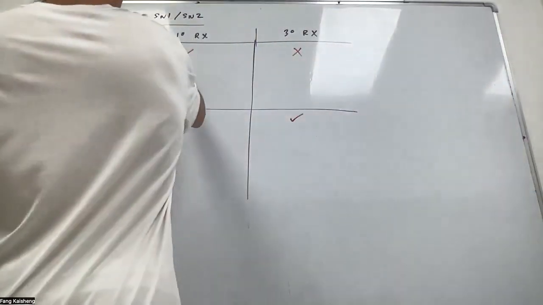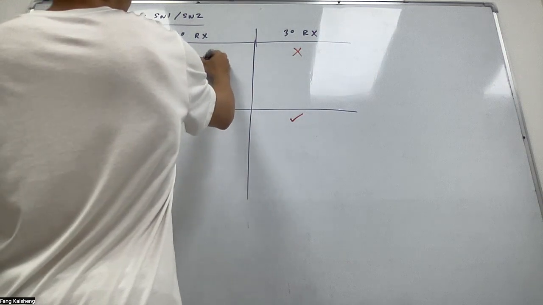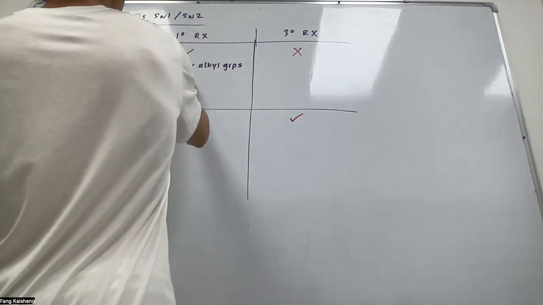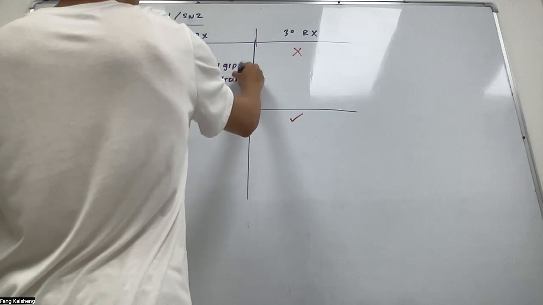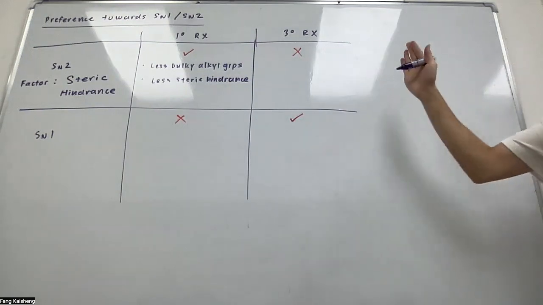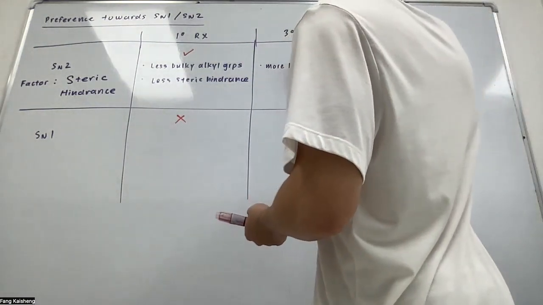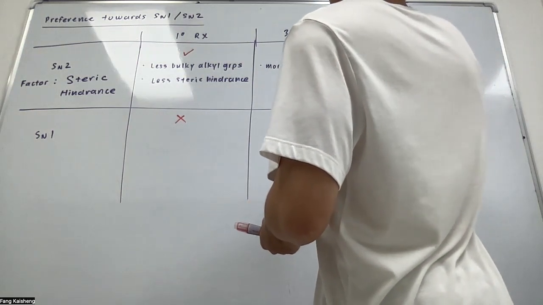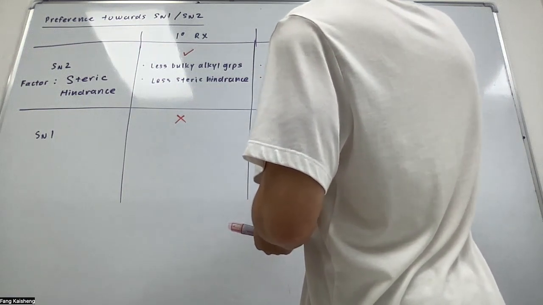So, easy explanation. Primary halogenoalkanes have less bulky alkyl groups. Describe it as bulky. Less bulky alkyl groups means less steric hindrance, so it favors SN2. Finish. On the other hand, tertiary: more bulky alkyl groups faces more steric hindrance, and of course it doesn't favor SN2.